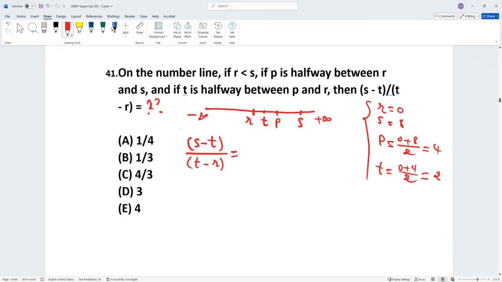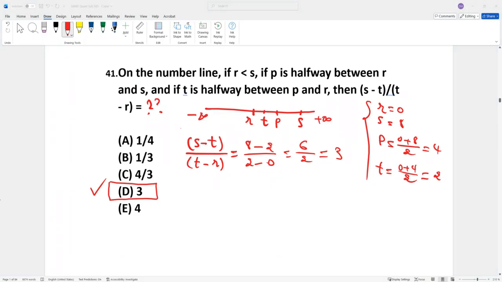So now all we are going to do is simply replace the values. S is 8 minus T, T is 2, over T, 2, minus R, R we say is 0 here. And then this is going to give us 6 over 2, which is 3. You can suppose, maybe S is equal to 10 or 16 or 12, and you'll find this particular answer, 6 over 2, which is equal to 3. So that's the correct answer.